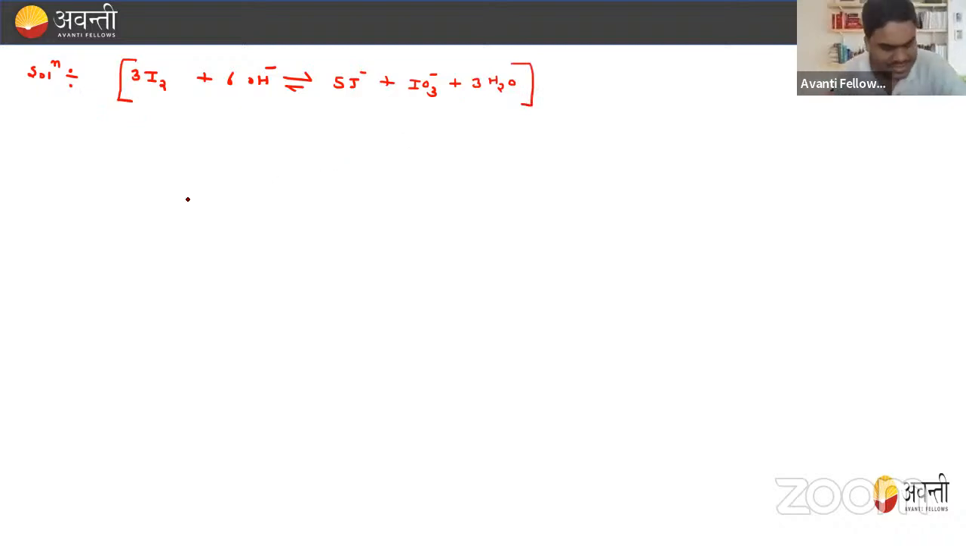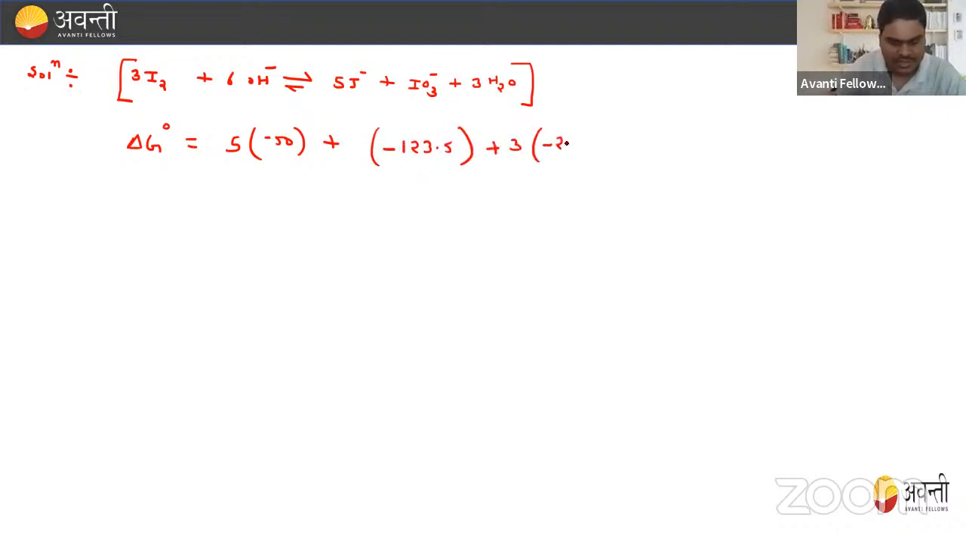Now, calculate delta G. So how will you calculate delta G basically? Delta G naught is nothing but just put the values. It is 5 into the value for I, that is minus 15, plus IO3 having value minus 123.5, similarly H2O having value minus 233. Minus iodine is in solid phase, so its value is 0. Minus 6 into OH, so OH having value minus 150.